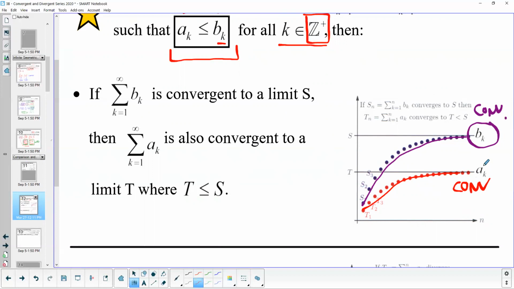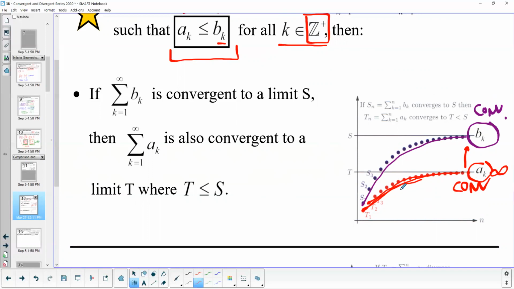Now you will notice it doesn't necessarily mean that a sub k converges to the same location as your b sub k, but it just says that this value on the bottom, as long as it must stay less than b sub k, this series cannot approach infinity. It can't diverge. There's no way that it can.